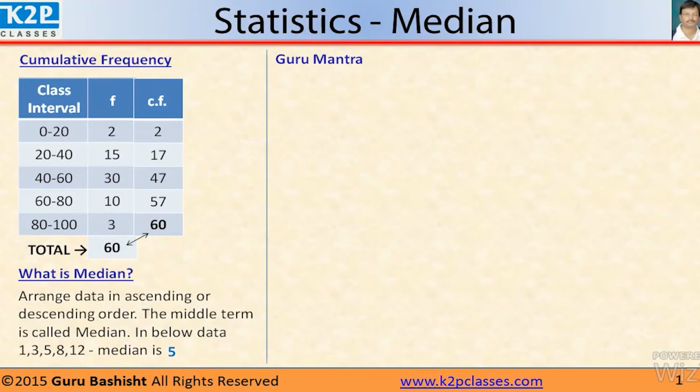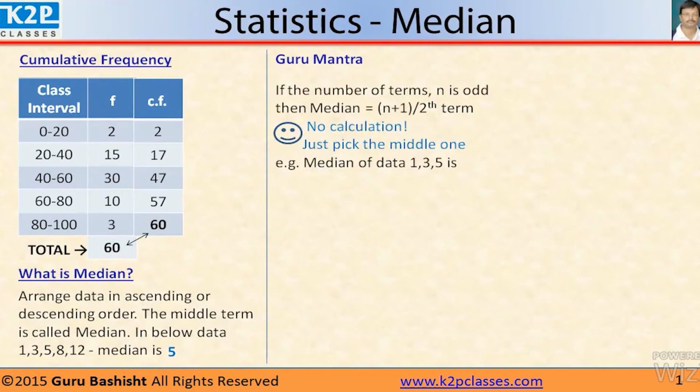Now, Guru Mantra. If the number of terms n is odd, then the median is very easy. It is the (n plus 1) by 2 th term. So no calculation is required. Just pick up the middle one. Like the median of 1, 3, 5. It is an odd number of terms. So what is the number of terms? 3. 3 plus 1 is 4. 4 divided by 2 comes 2. So the second term is the median term.